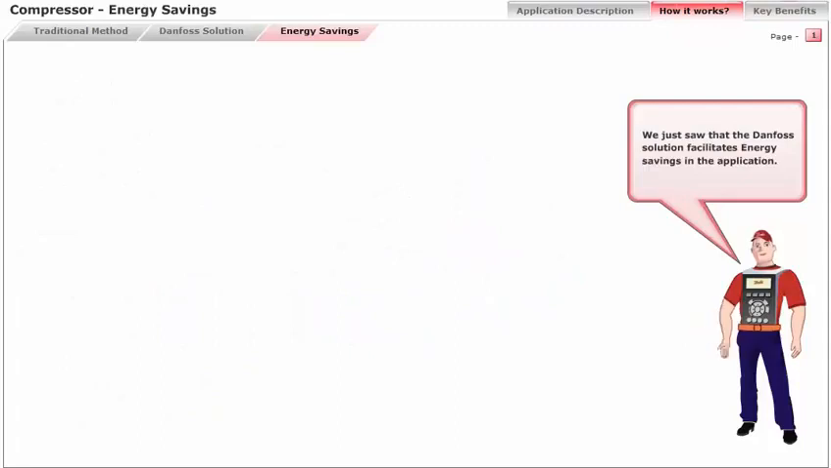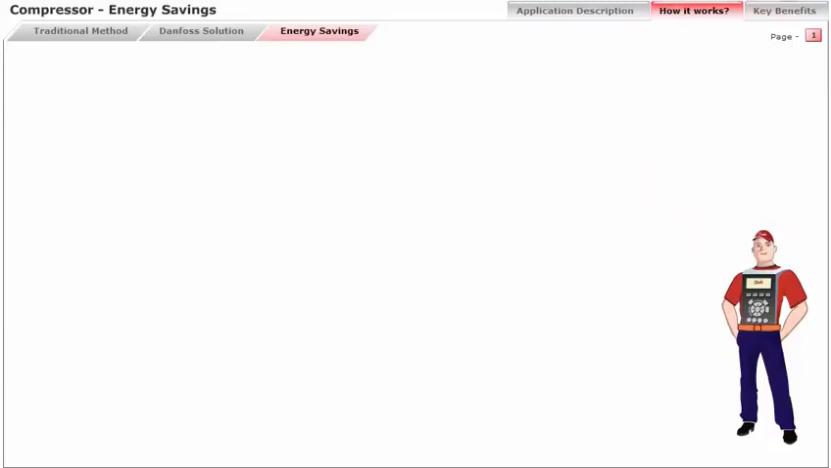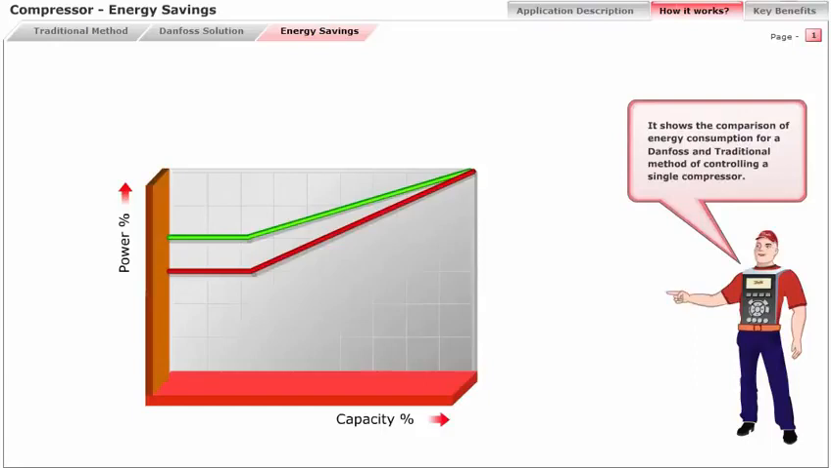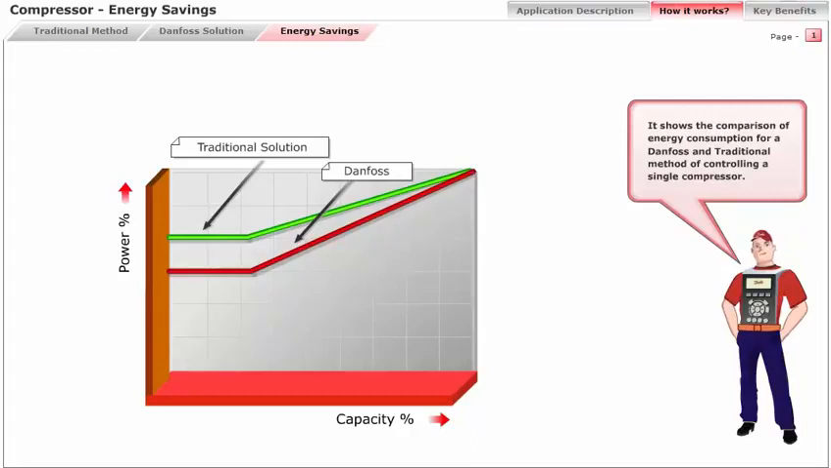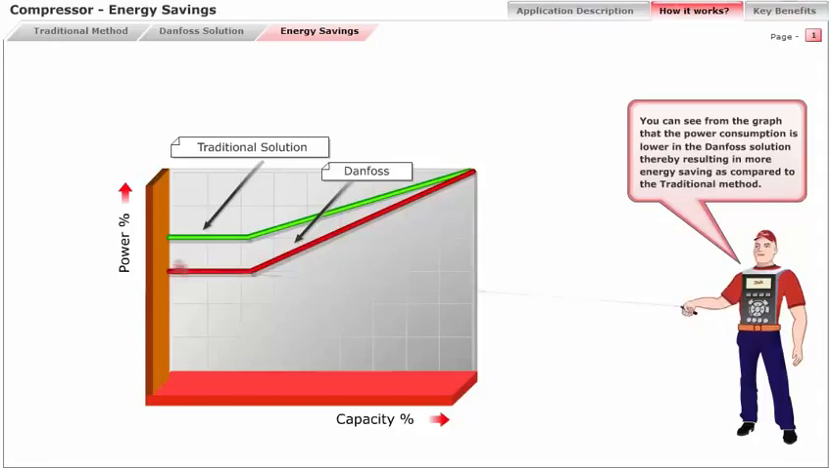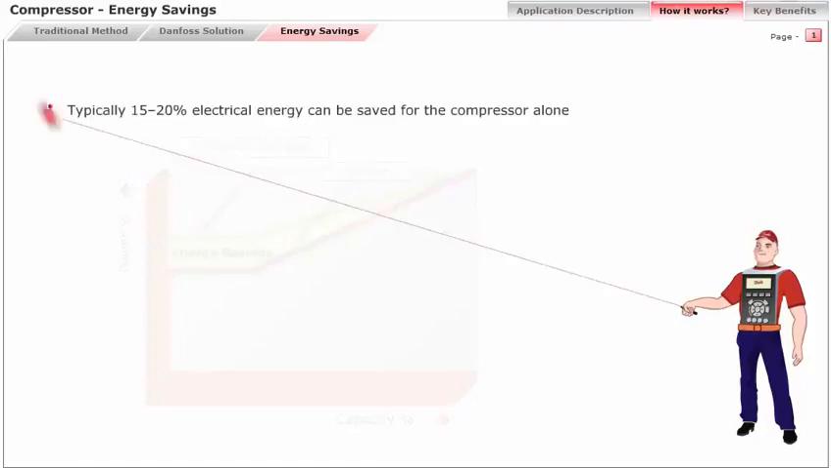We just saw that the Danfoss solution facilitates energy savings in the application. Take a look at the graph. It shows the comparison of energy consumption for a Danfoss and traditional method of controlling a single compressor. You can see from the graph that the power consumption is lower in the Danfoss solution, thereby resulting in more energy saving as compared to the traditional method. Typically, 15 to 20% electrical energy can be saved for the compressor alone.